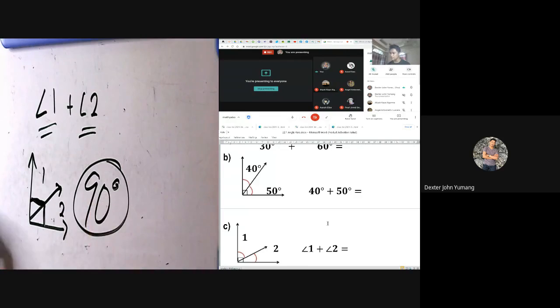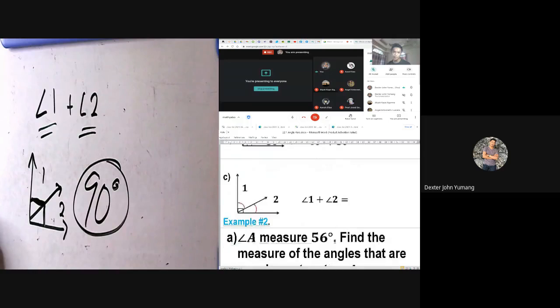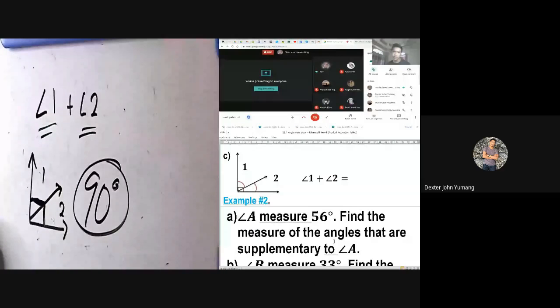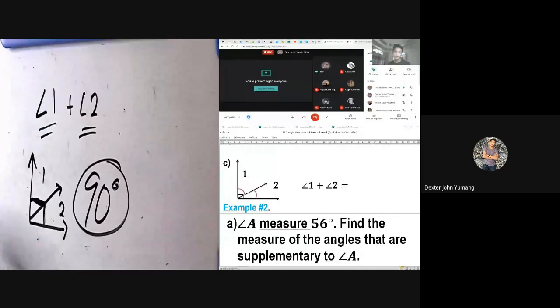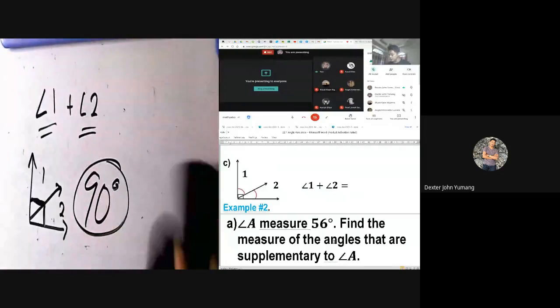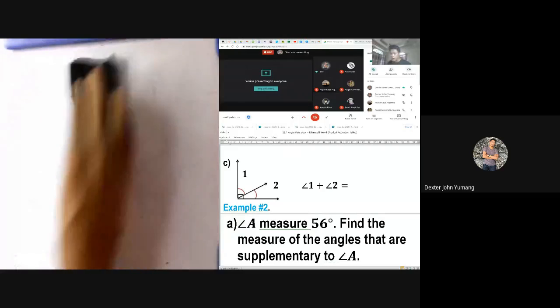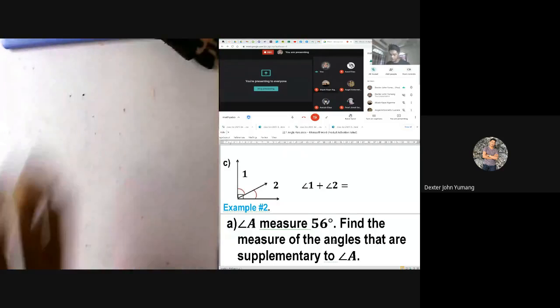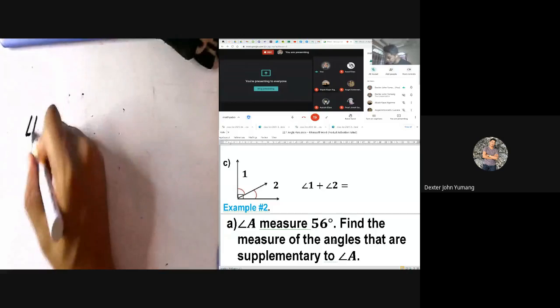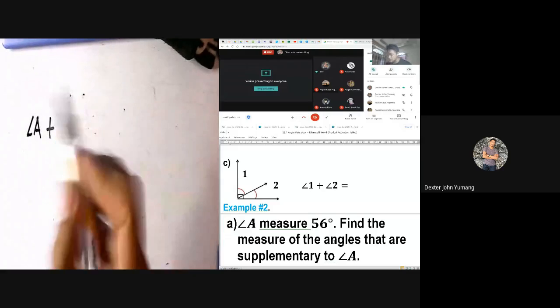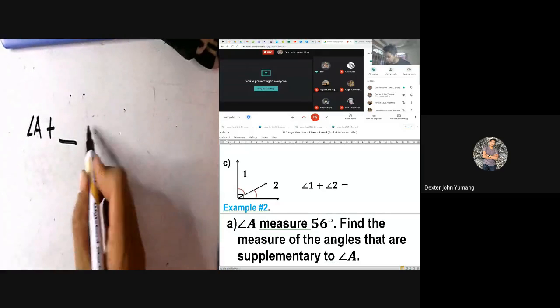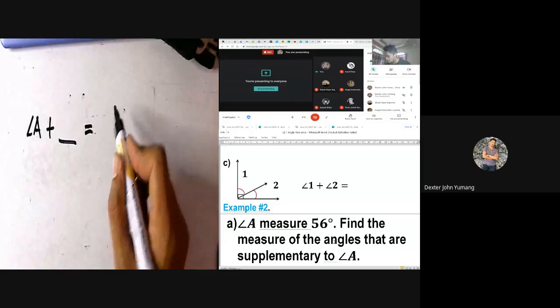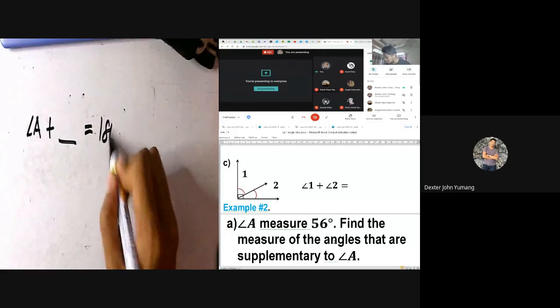Okay, let's proceed now to number 2 example. So in number 2, letter A, please copy first. So angle A measures 50 degrees and find the measure of the angles that are supplementary. When you say supplementary, it is 180 degrees. Now, ang sabi daw po dito, si angle A daw, pag i-add mo daw siya sa isang angle na we don't know, the answer daw is supplementary. And supplementary is 180 degrees.